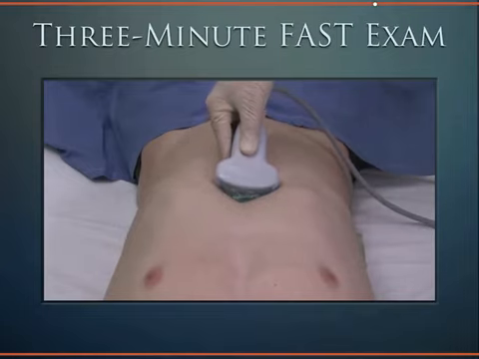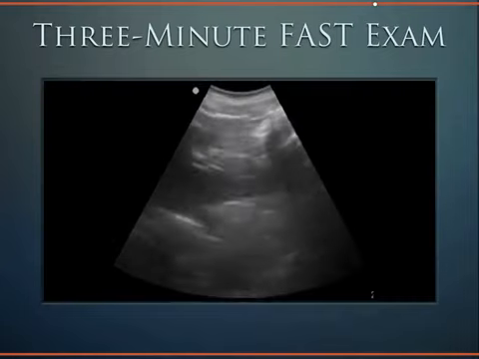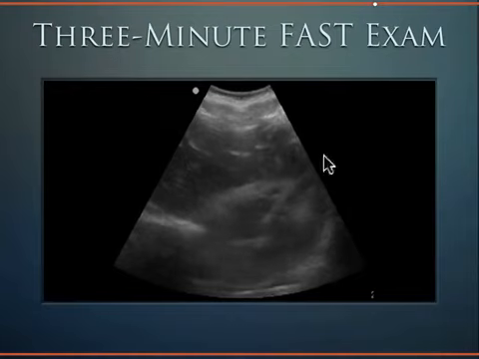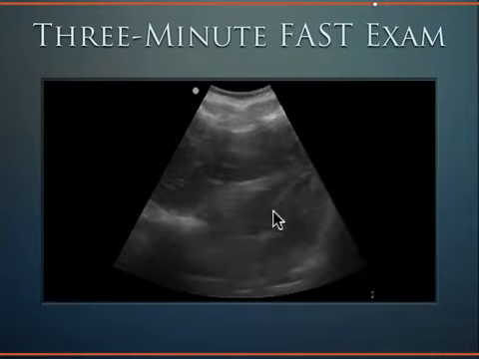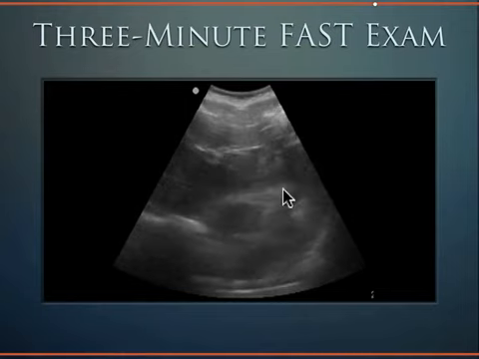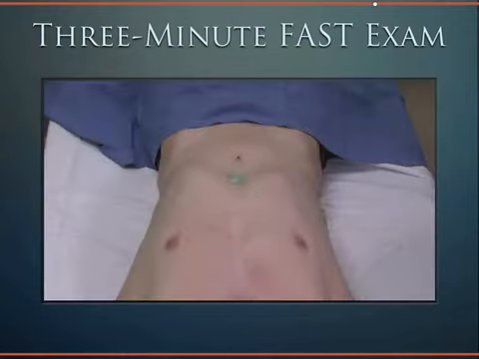Fan the transducer and apply more pressure as the patient takes a deep breath. The heart should come down your screen. Here's the liver, here's the right ventricle, here's the left ventricle, here's the interventricular septum. The pericardium is traced around here.